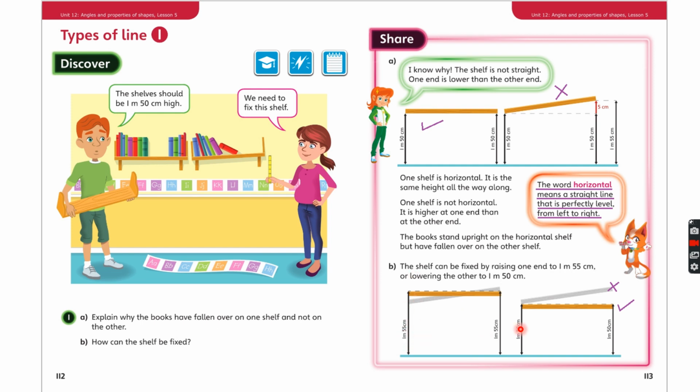The second way, I can go to the left side. If the right side was 150 centimeters and the left side was 155 centimeters, I can go to the left side and start raising up this side 5 centimeters. When I start raising up 5 centimeters, I'm gonna get 155 centimeters. So this side will be 155 centimeters, and this side will be 155 centimeters. So both sides will get the same distance, and my shelf will be in a horizontal line, and the books will not fall down again. So I have two ways.